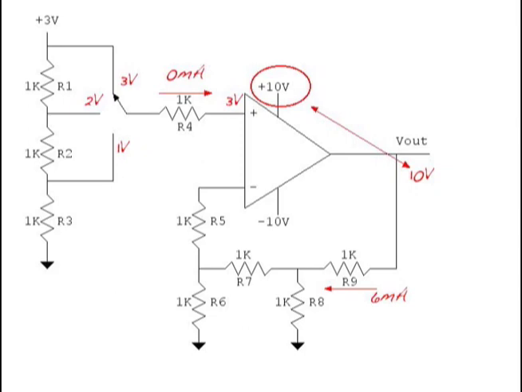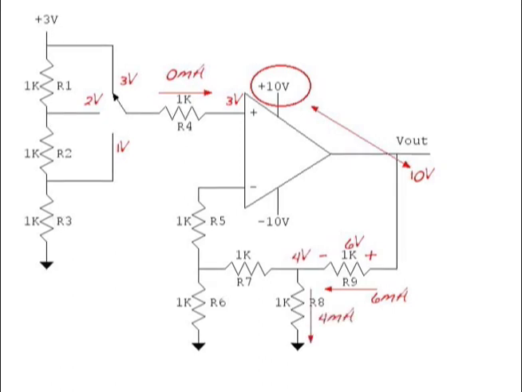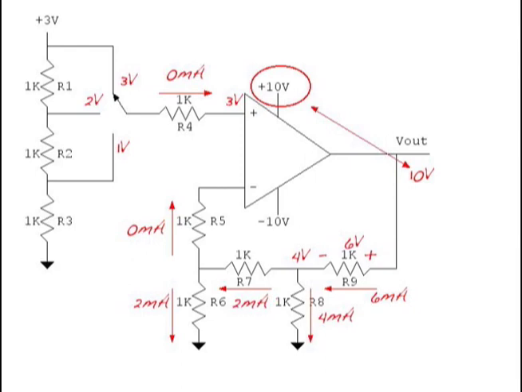So 6 milliamps flowing into R9 means a 6 volt drop across R9, plus on the right, minus on the left, so 10 volts minus 6 volts is 4 volts. So the top of R8 is 4 volts. 4 volts on top of a 1K resistor means 4 milliamps going through R8. We had 6 milliamps coming in, so the remainder, 2 milliamps, must be flowing through R7. And since we know there's no current flowing through R5 into the op-amp, we know that 2 milliamps is flowing through R6. 2 milliamps flowing through R7 creates a 2 volt drop.